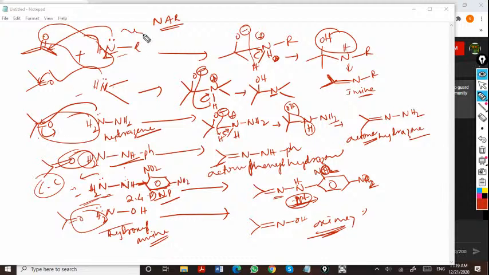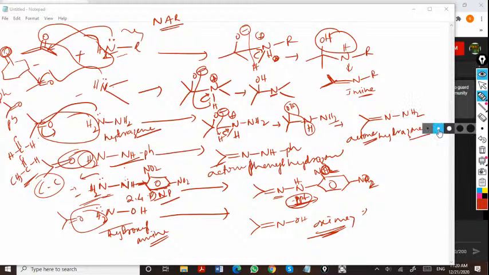For the workout, with the same reagents, you can take cyclopentanone and write it in your notes and post a photo in the group. Cyclopentanone, benzophenone, formaldehyde, acetaldehyde. Try to write the product and give the name also. Here I explained how to give the name, so try to give the name also, and submit in the group.